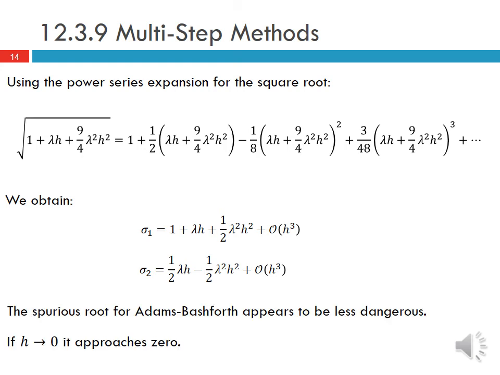So here from this root, we can see again that it's second order accurate, and that here we can see that this is the spurious root. And the spurious root for the Adams-Bashforth appears to be less dangerous than for the leapfrog method. You can see that as h goes to 0, the spurious root will also approach 0.